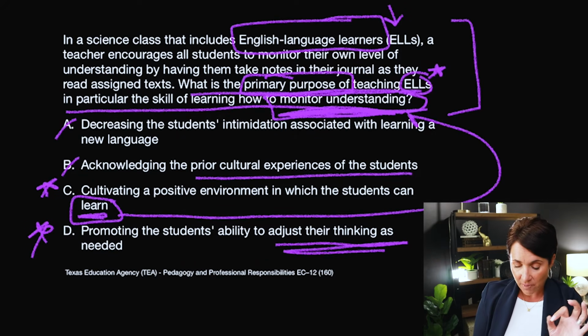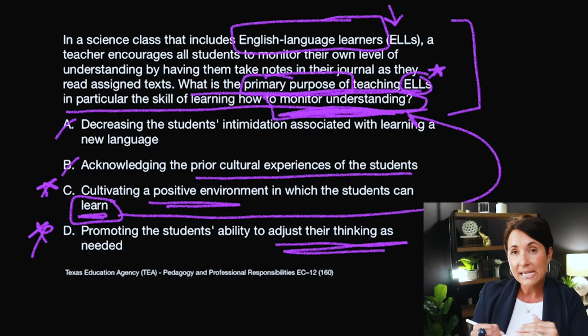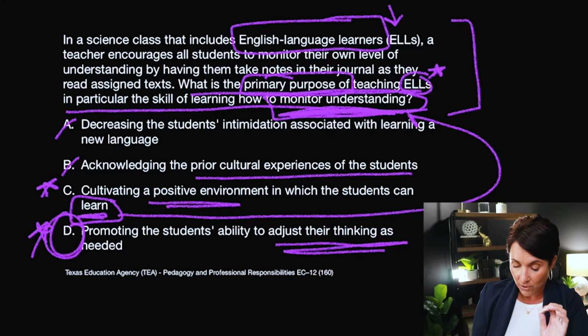So it goes beyond just a positive learning environment. We're actually taking notes and being more specific on how to adjust our learning. So D is going to be the best answer there. But you can see how C and D are close. But remember, D has got that specific thing that you are trying to do. Right here it says primary purpose.